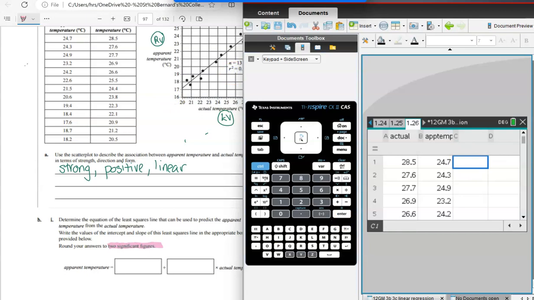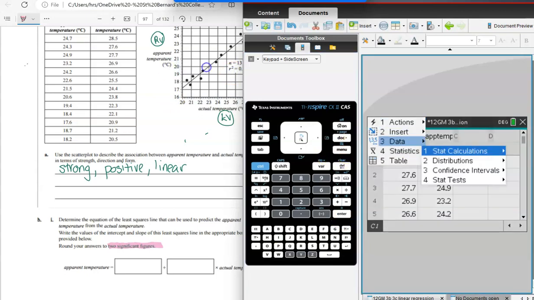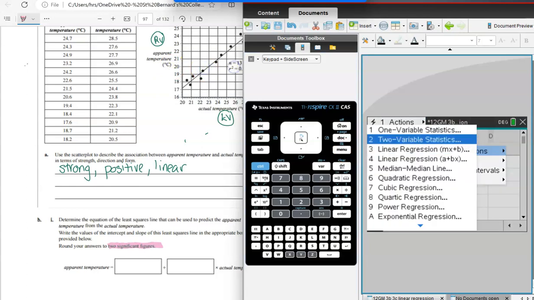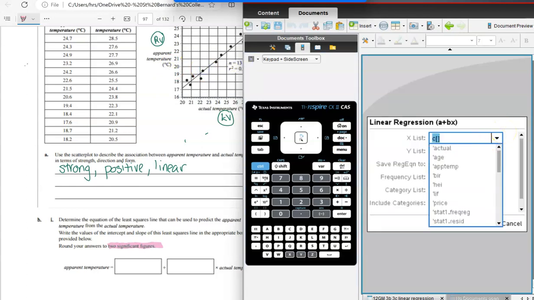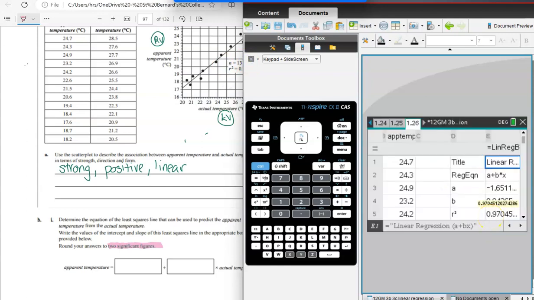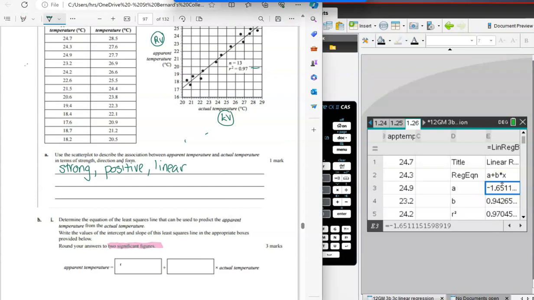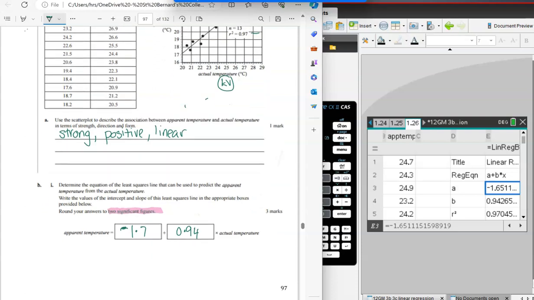I want to get the least squares equation, so I'm going to do it here. So menu, stat, calculation, a plus bx. So actual is the EV and apparent is the RV, and I click OK, and there I have my values. Now it said 2 significant figures, so if I look at A, it's negative 1.7. Okay, there's 2 significant figures. And for the B value, it's going to be 0.94.